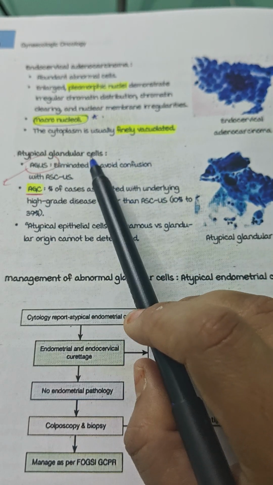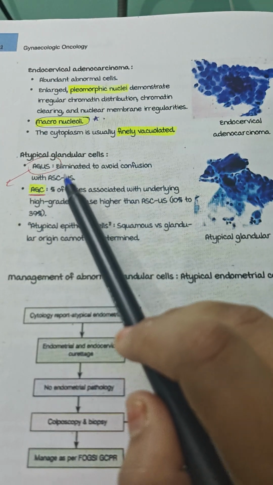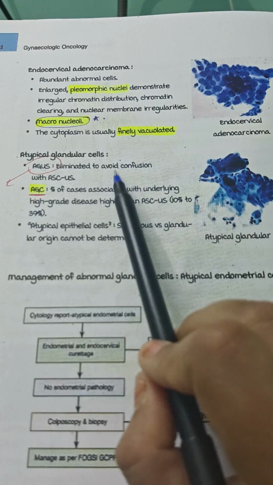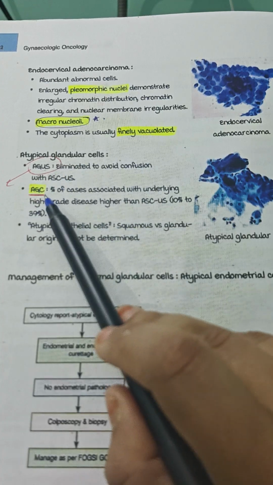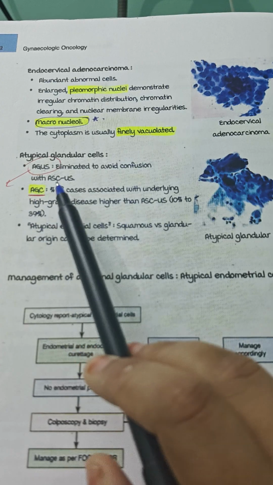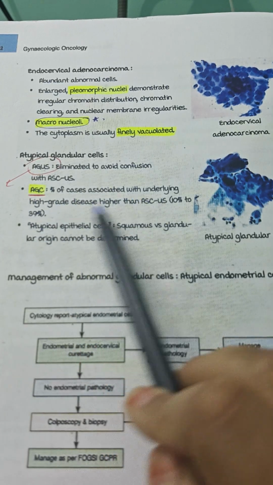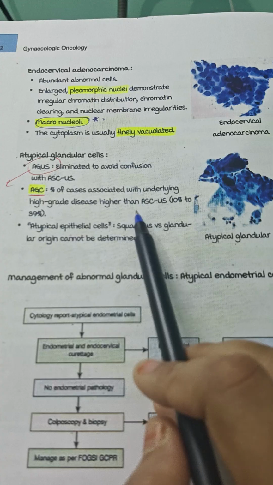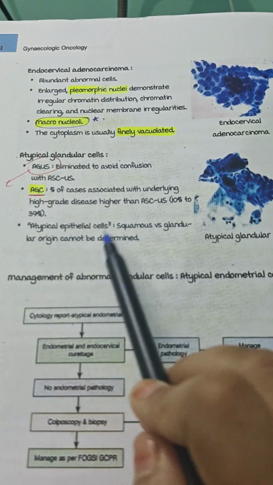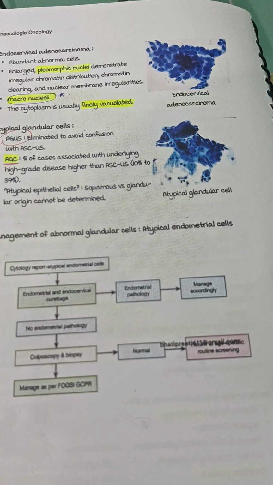And atypical glandular cells: we have already seen ASCUS in squamous cells, but AGUS is eliminated to avoid confusion with ASCUS. AGCs can be present. These AGCs are atypical glandular cells. These are the percentage of cells associated with underlying high grade disease, higher than ASCUS. Atypical epithelial cells, squamous versus glandular origin cannot be determined.